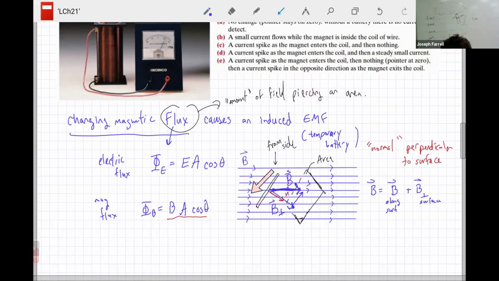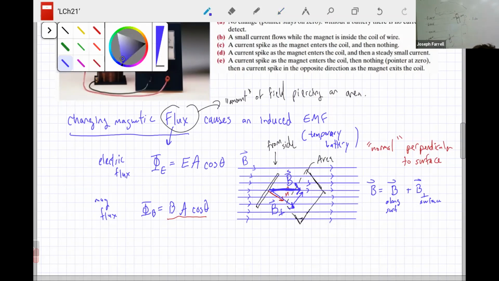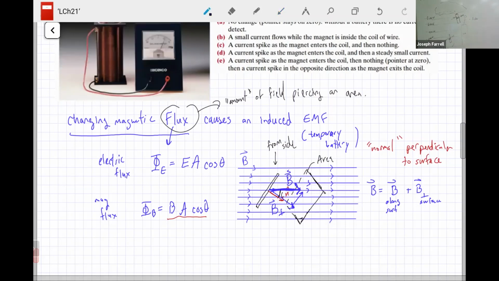If you imagine this was like water flowing through a hoop, and the area is the hoop, well, if this hoop is slanted like that, you've got less effective area, and so you've got less flow through that hoop. And the angle, I should have mentioned, is this angle there. So theta is the angle between the magnetic field and the direction perpendicular to the area.